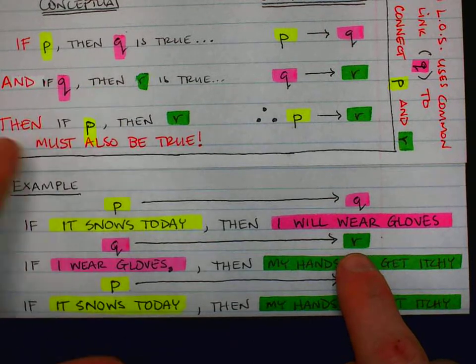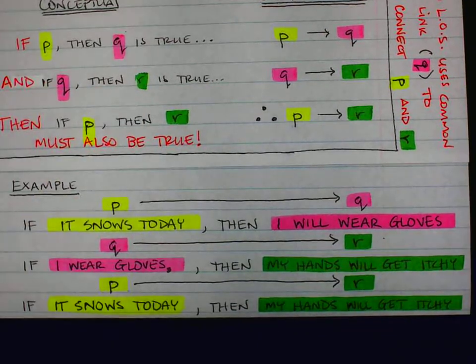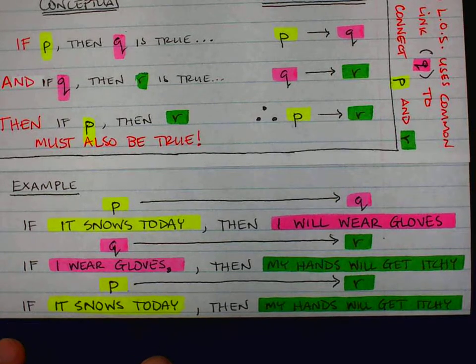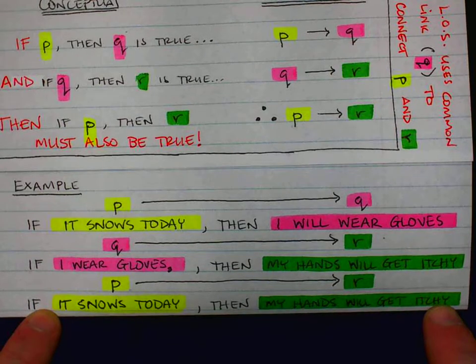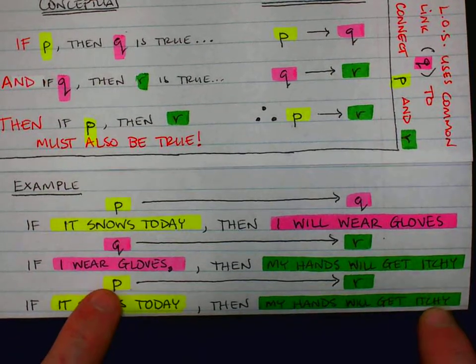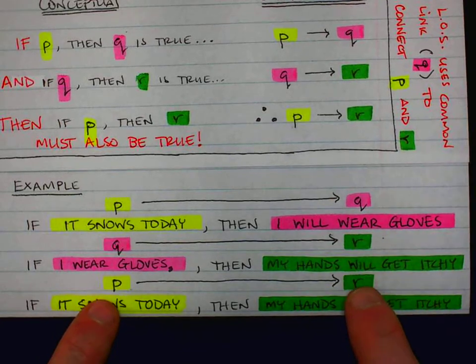Just like we had up here, P, then Q. If Q, then R. And because of those two statements, we can deduce a third statement: if it snows today, then my hands will get itchy. If P, then R.